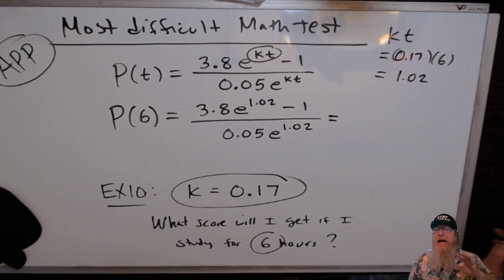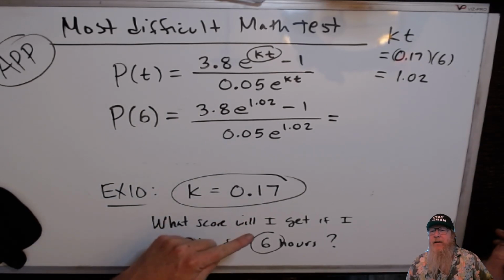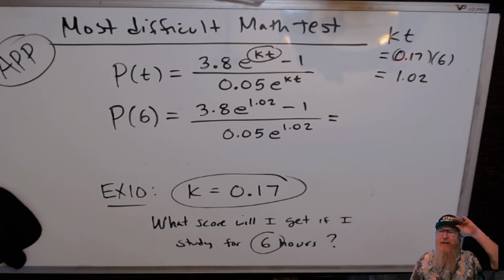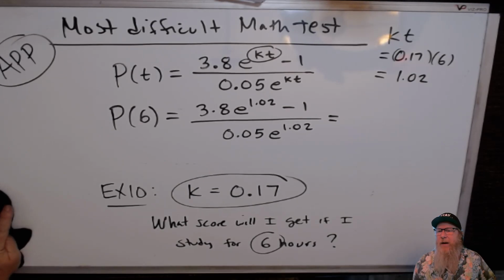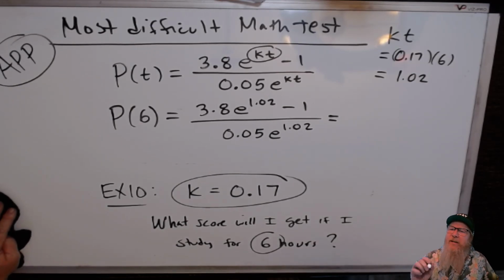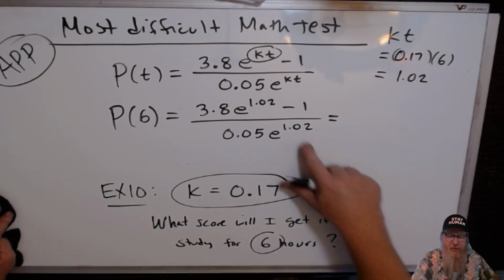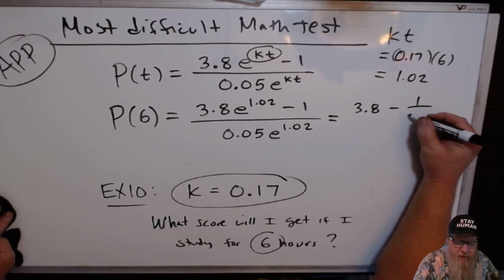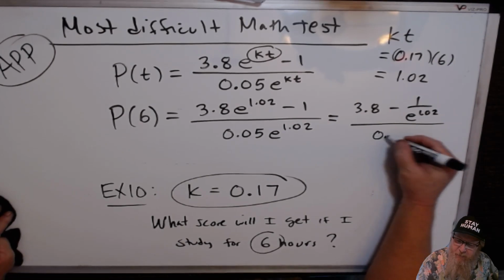Now let me show you why I taught you a lot of those tricks. You don't want to put all this in your calculator, although you can. If you just want to get this over with, maybe you've got a fancier calculator than me. They make some pretty fancy ones. You can just type this whole thing in, press the enter button, and out will pop the answer. But if you want to do this the old school way, which is also practicing the techniques we learned, divide everybody by the largest power, which is e to the 1.02. And you'll get 3.8 minus 1 over e to the 1.02 over 0.05.